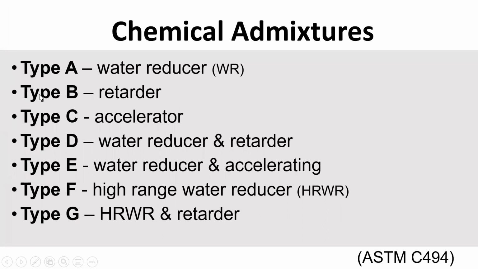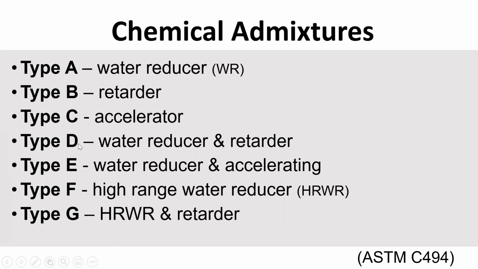You also have a type B or type C that's just an accelerator or just a retarder. So they may be a combination of a water reducer and a retarder or an accelerator, or they may be just one, just a water reducer or an accelerator. A super plasticizer is the same thing as a high range water reducer. Plasticizer, super plasticizer, super P, those are all the same terminology. And they are technically all water reducers, but this is more focused.